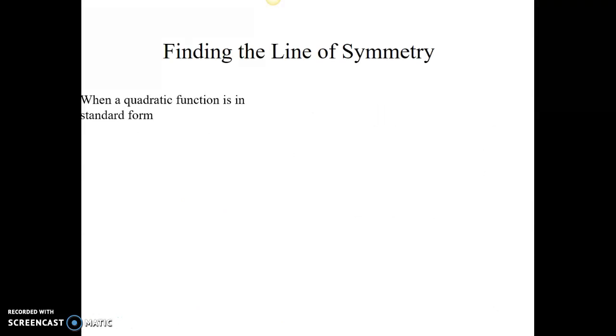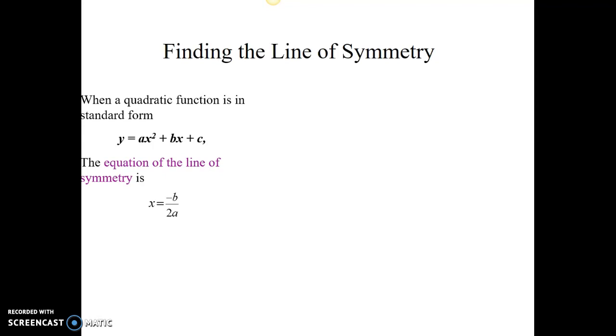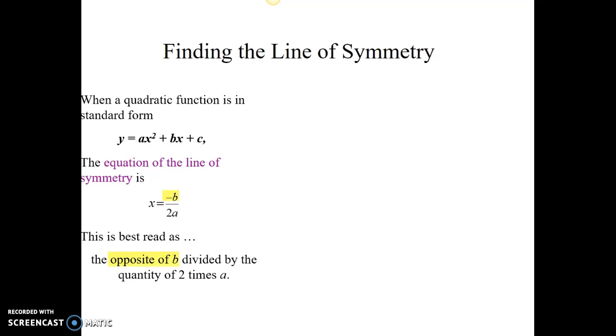Now let's take a look at finding the line of symmetry. So if an equation is in standard form, the equation of the line of symmetry is x equals negative b over 2a. This is best read as the opposite of b divided by the quantity of 2 times a.